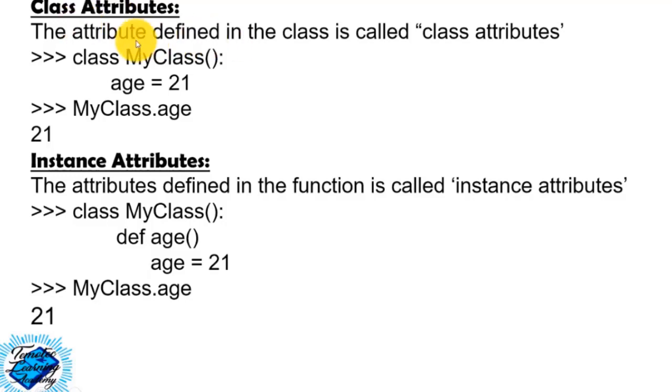Class attributes. The attribute defined in the class is called a class attribute. Class MyClass, age equals 21, MyClass.age, we will get 21. Instance attributes. The attribute defined in a function is called an instance attribute. Class MyClass, in the def, age equals 21, MyClass.age, we will get 21.